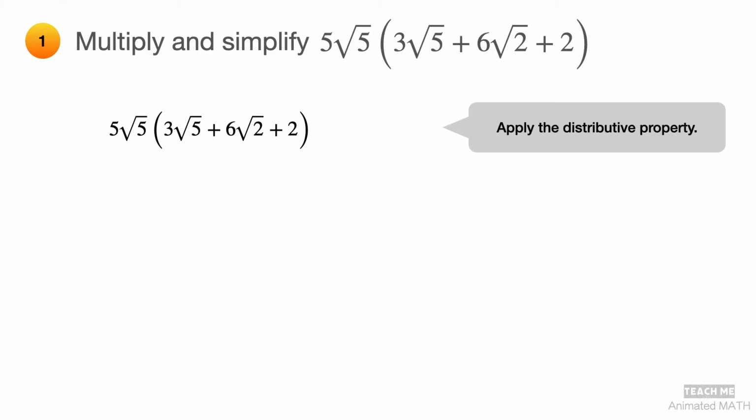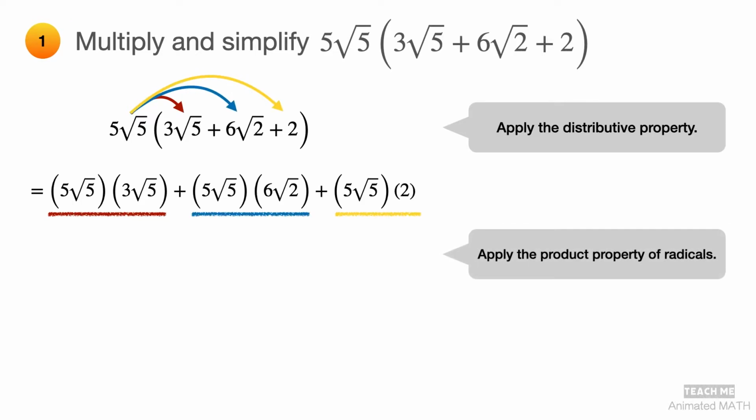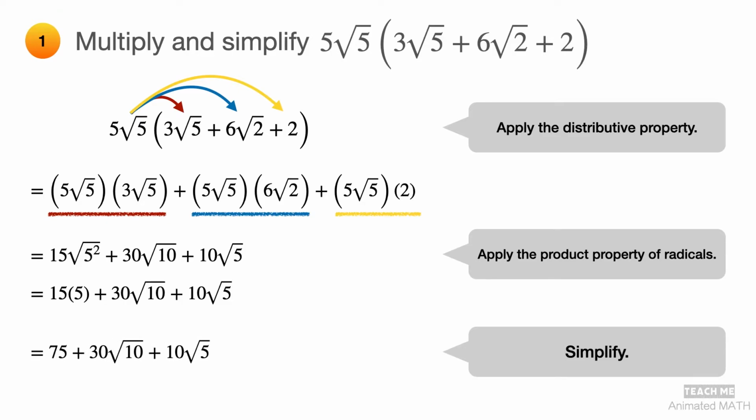Apply the distributive property to expand the equation. So, just multiply the radical to each term inside the parentheses. Apply the product property of radicals. Simplify the expression, and the final answer is 75 plus 30 square root of 10 plus 10 square root of 5.